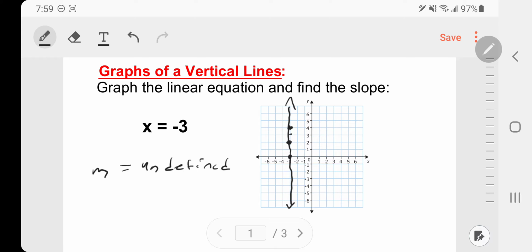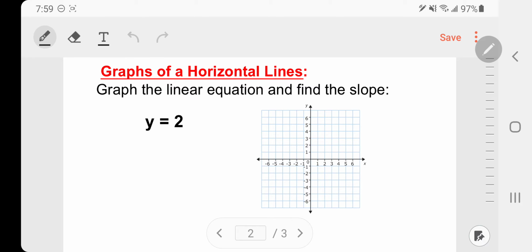Okay, let's take a look at horizontal. Okay, now a horizontal line, same kind of idea. It's y equals and then some number. Now this is not the same as if it was, say, y equals 2x. We know that would be a totally different looking equation. It would have a slope. It would have a y-intercept.